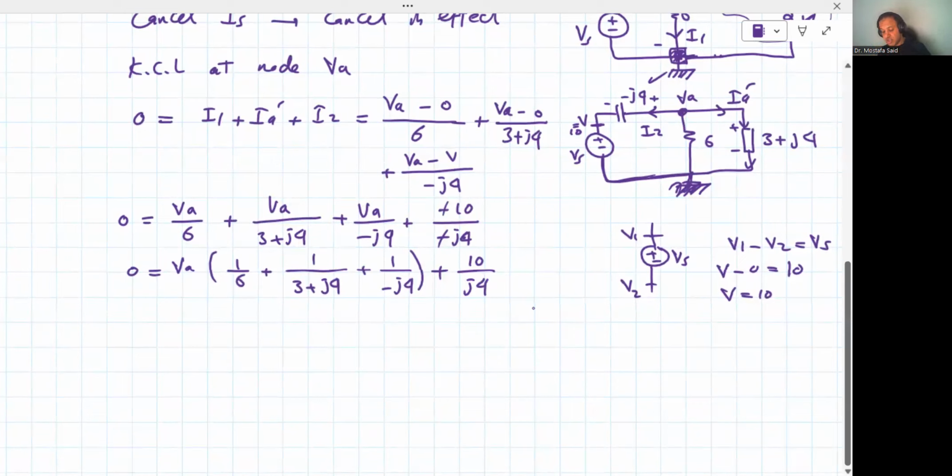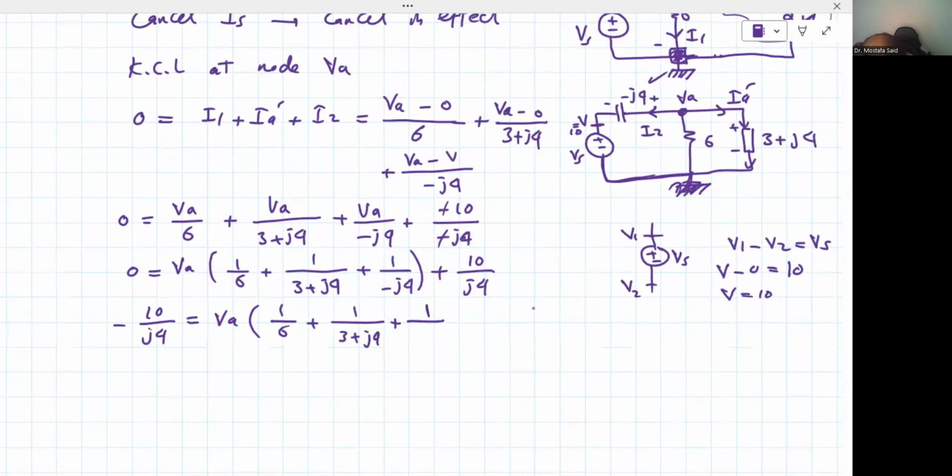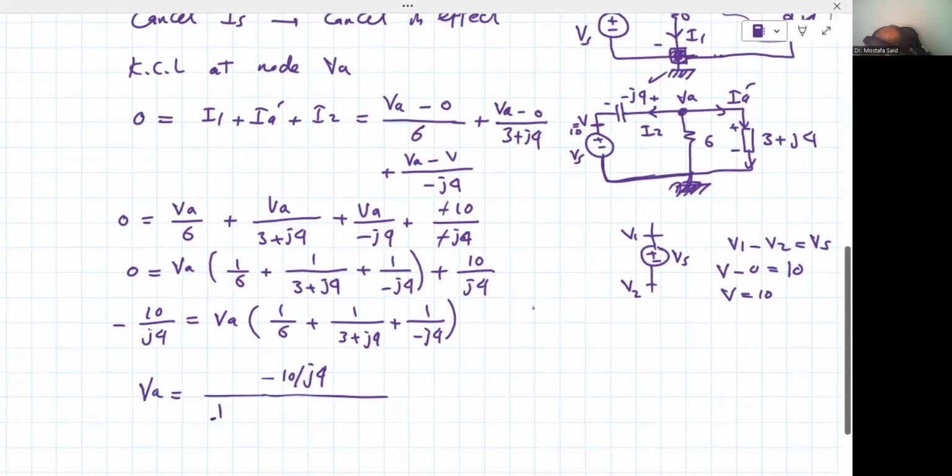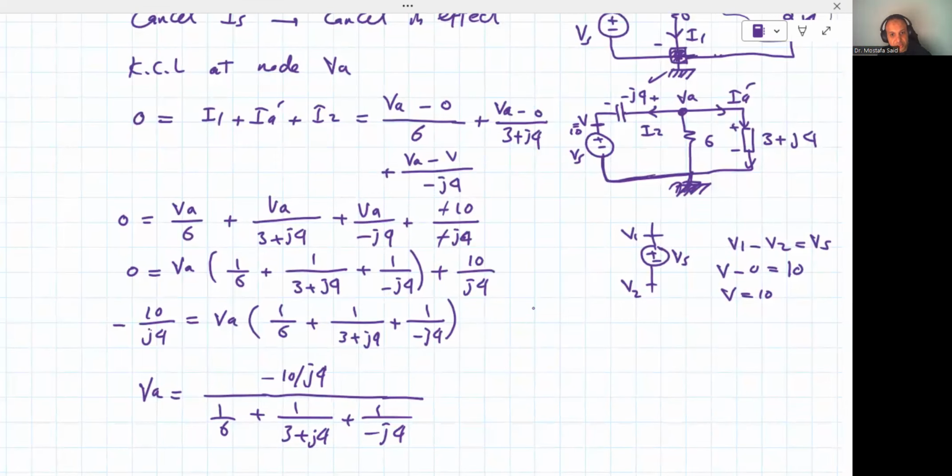So we can bring the plus 10 over j4 to the left-hand side. So minus 10 over j4 equals VA times (1 over 6, plus 1 over 3 plus j4, plus 1 over minus j4). So VA equals minus 10 over j4, over (1 over 6, plus 1 over 3 plus j4, plus 1 over minus j4). And we don't need to do any simplification.